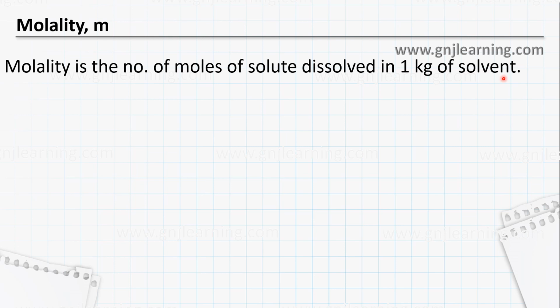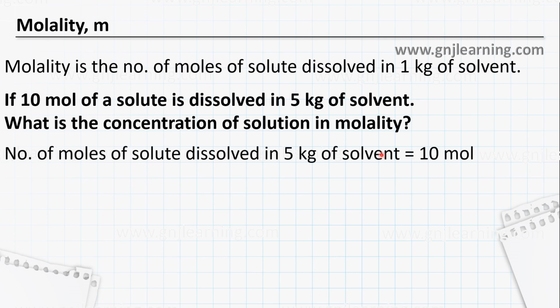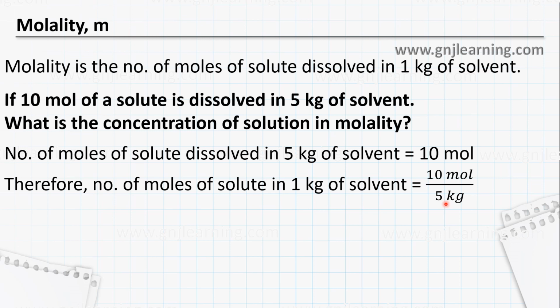Let's again take the same example that we took for molarity. If 10 moles of a solute is dissolved in 5 kilograms of solvent, what is the molality? Number of moles of solute dissolved in 1 kilogram. We have here 10 moles of solute dissolved in 5 kilograms of solvent. So what is the concentration of the solution in molality? In 5 kilograms of solvent, we have 10 moles. So how to get it in 1 kilogram? You just divide it by 5. So what you will get is 2 moles per kilogram of solvent.